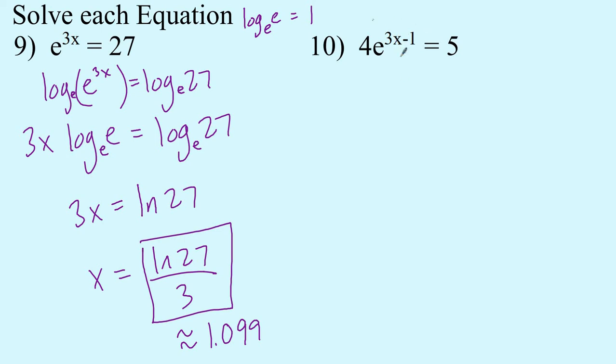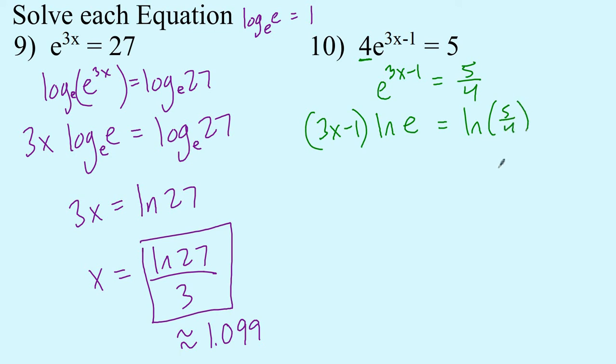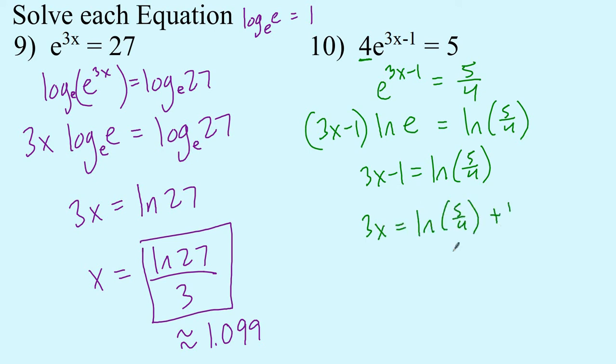All right, let's do the last problem here. So before I take the log of both sides, though, I need to move the 4. So actually I get e to the 3x minus 1 equals 5/4. Then I'm going to take the natural log. So natural log of e to the 3x minus 1 equals the natural log of 5/4. Natural log of e goes away. I'm going to add 1. And then I'm going to divide by 3.